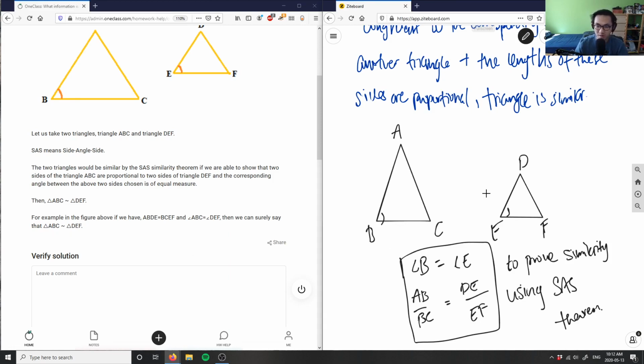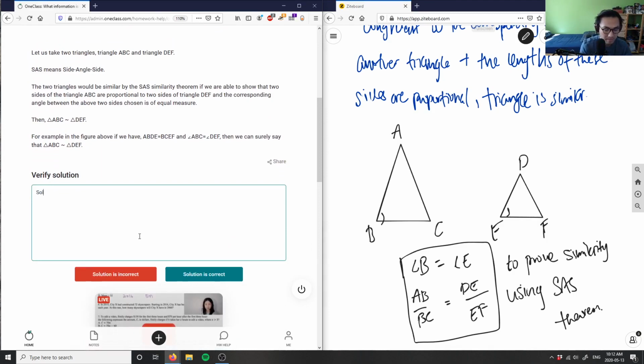So this solution here is correct. And again, they use the two sides here, AB and DE, and BC and EF, or technically the four sides, but both pairs of sides are proportional to each other, and the angles here are the same. So this solution here is correct. Good analysis as well.